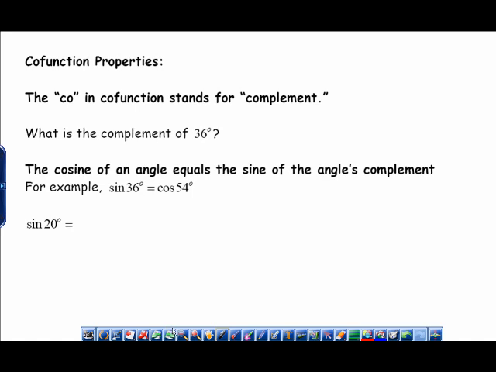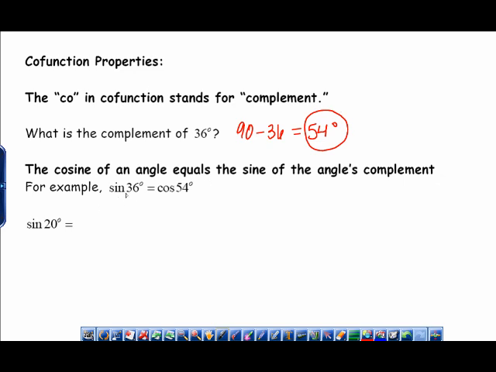Okay, let's talk about cofunctions. The co in cofunction stands for complement. Now we know what complement is. Not a compliment that you give someone, but a complement in math means that it adds to 90 degrees. So what is the complement of 36? Well, we would just do 90 minus 36 and that would give me 54 degrees. Okay, so that's not too bad. You've been doing that for a while. So now let's talk about cofunction in math. So it says the cosine of an angle equals the sine of the angle's complement.